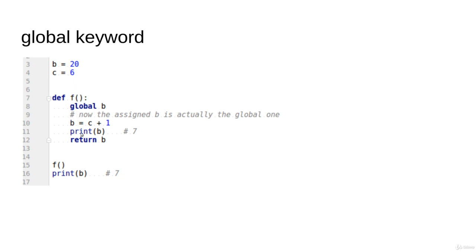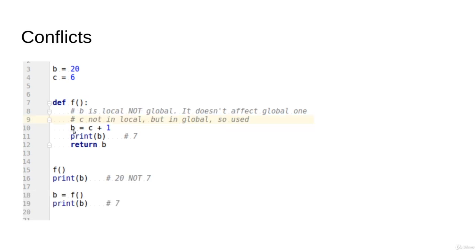This statement will tell the interpreter, when you see a b, consider it the global one. Now, when we assign here b to 6 plus 1, which is 7, even outside the function, when we print the b, it's going to print 7, because the value of b changed. B here is a global b, b here is a global b. But going a step back, b here is a local b, because it is assigned locally inside the function.